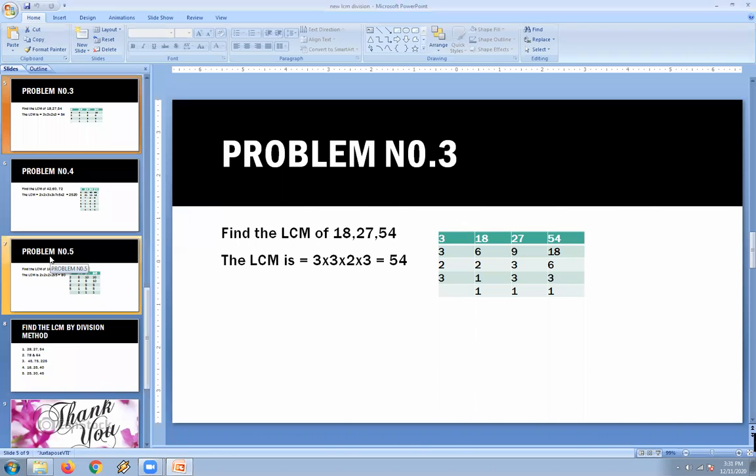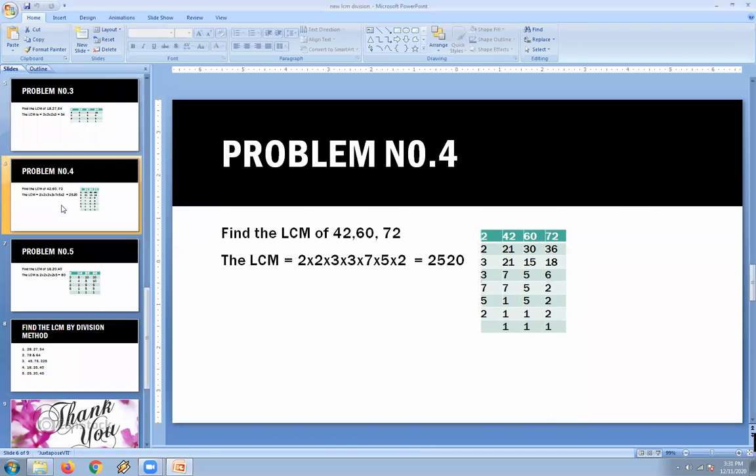Okay, let us go for the next thing, that is the fourth question here. Find the LCM of 42, 60 and 72. These are the three numbers we have written here. Now we go for dividing all the numbers. Now we are going to take the smallest number, that is 2. We will see which numbers are divisible, or else retain as it is.